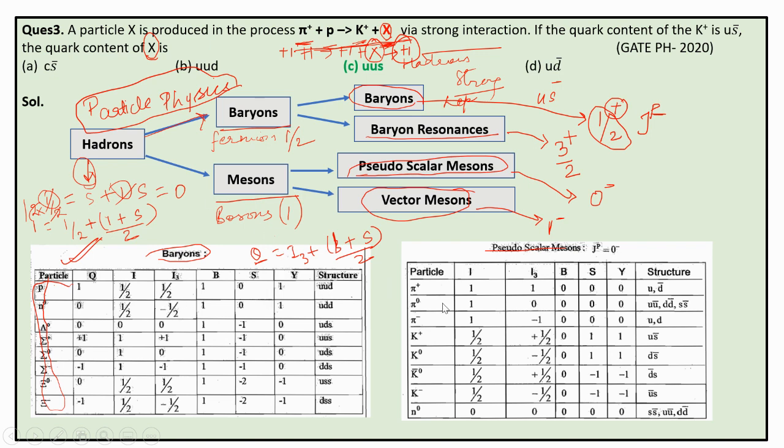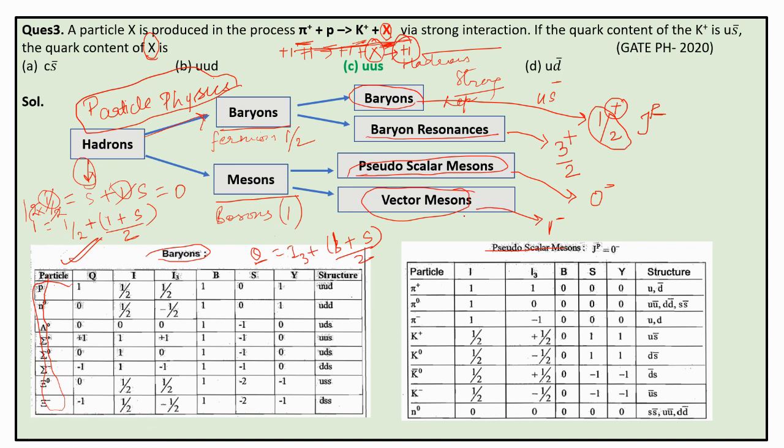Similarly, you can find out the strangeness of any particle if you know the formula. If you are very good at memorizing things, you can memorize this whole table, but if someone is not good at memorizing things, you can apply this formula.